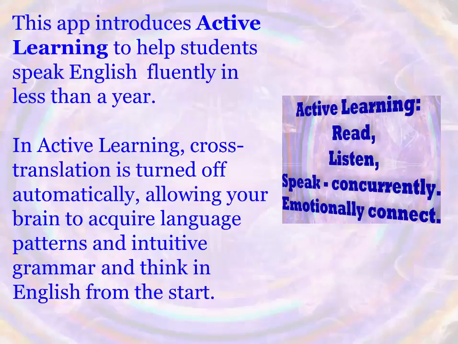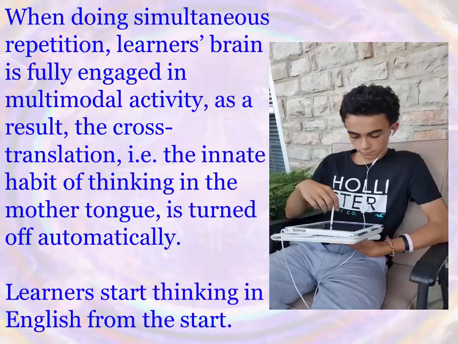In active learning, cross-translation is turned off automatically, allowing your brain to acquire language patterns and intuitive grammar and think in English from the start. When doing simultaneous repetition, learner's brain is fully engaged in multimodal activity. As a result, the cross-translation, that is, the innate habit of thinking in the mother tongue, is turned off automatically. Learners start thinking in English from the start.